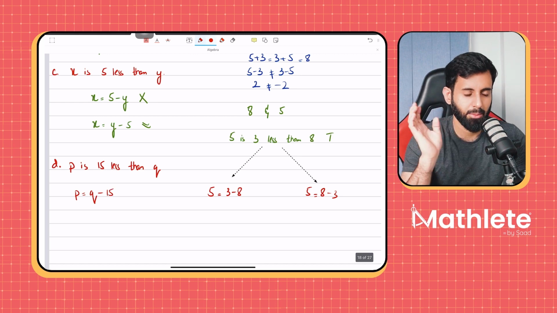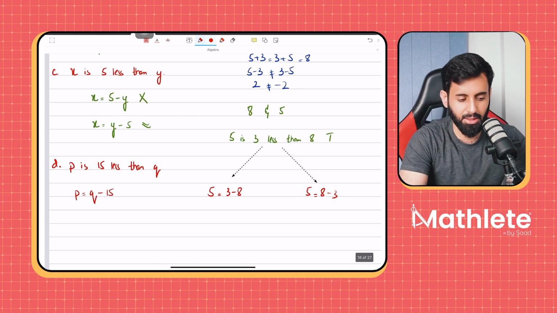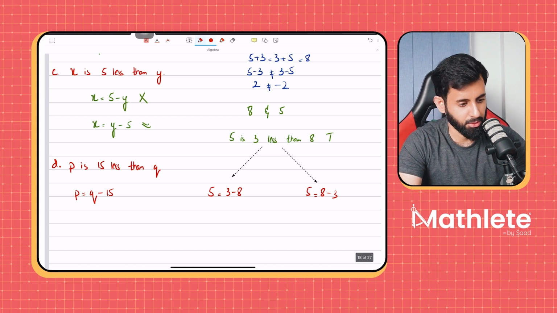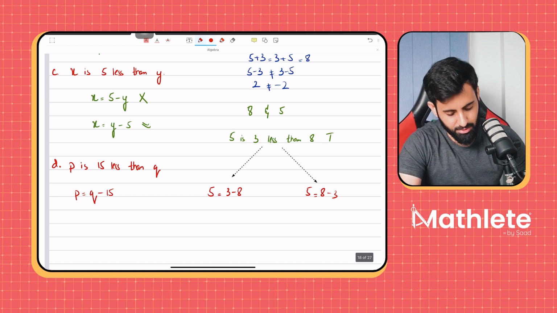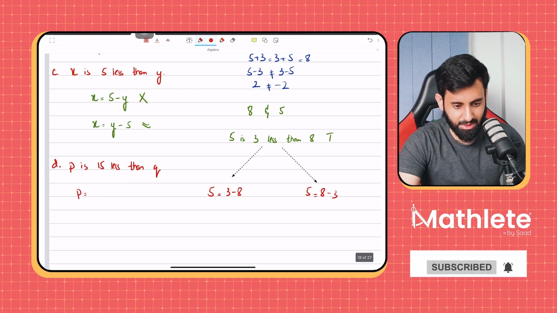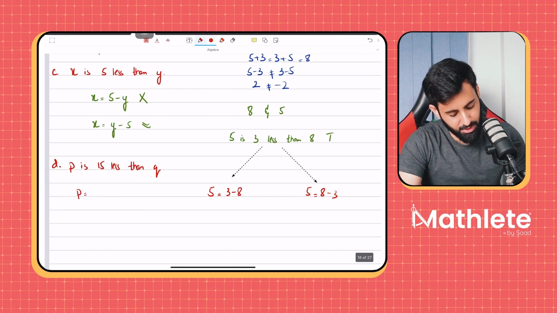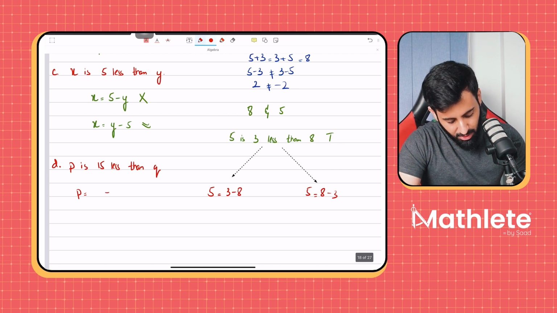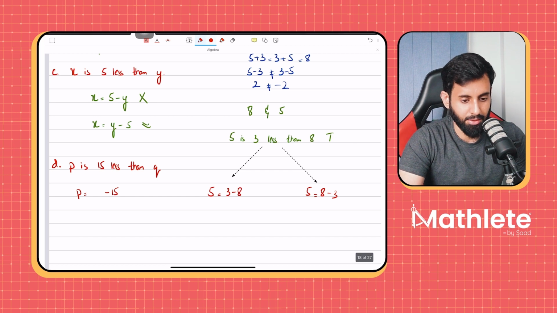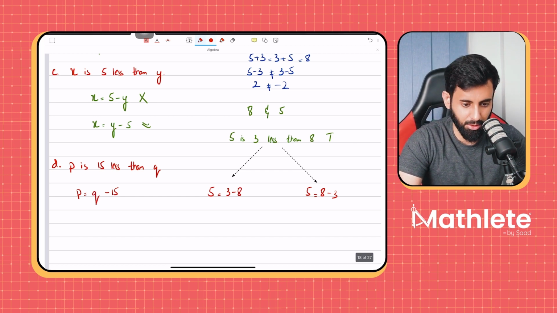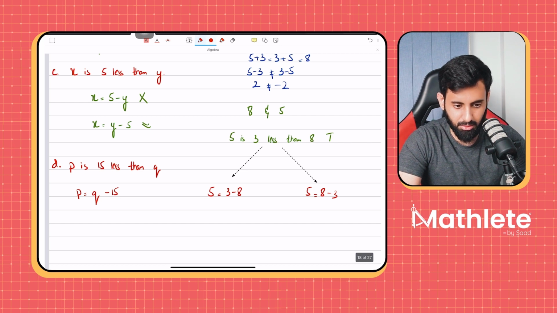Okay, so you always write whatever it is that you have to add or subtract first. Then whatever it is more than, whatever it is less than, that comes after. Okay, so P equals Q minus 15. By that, I mean the order in which you write it. P is 15 less, which means minus 15. Now, what is it 15 less than? It's 15 less than Q, so P equals Q minus 15.